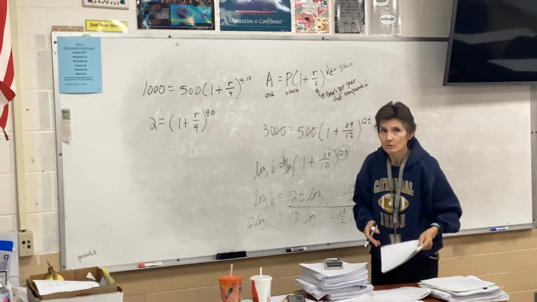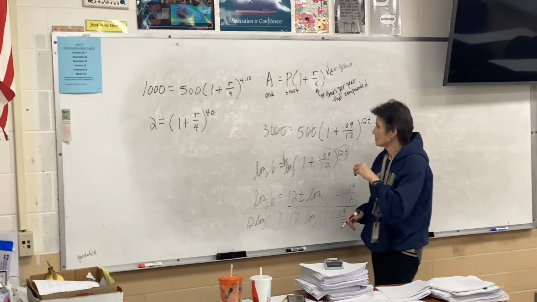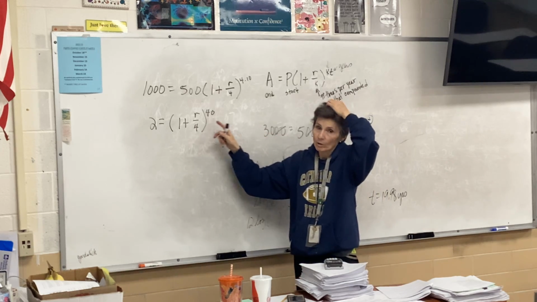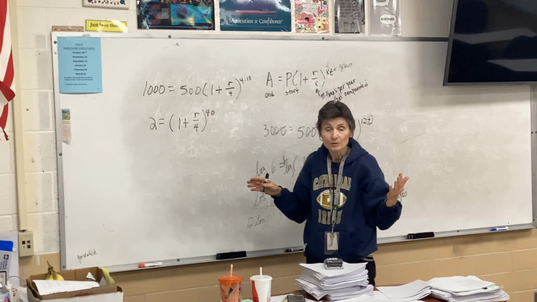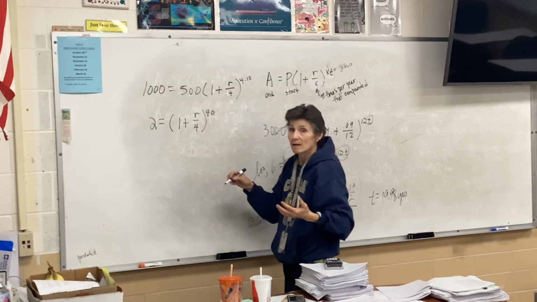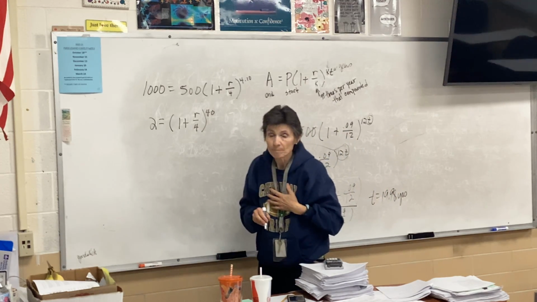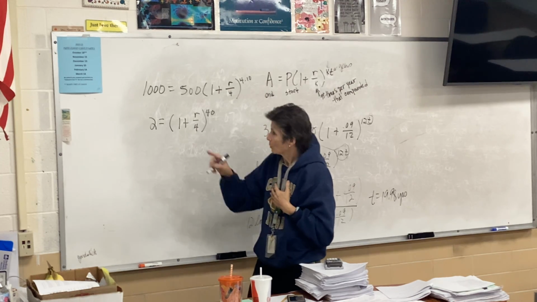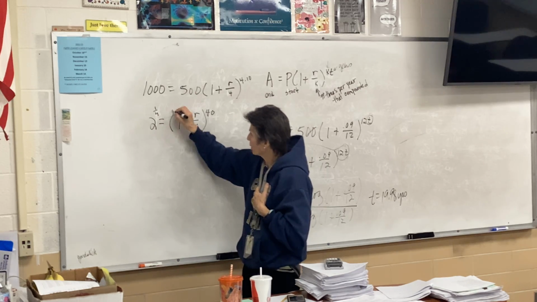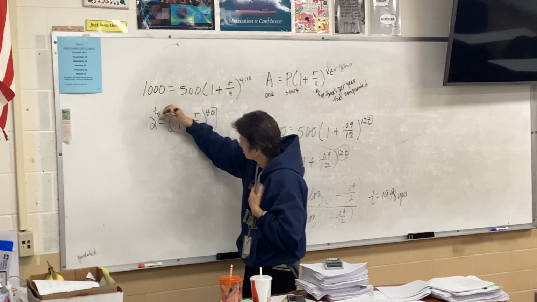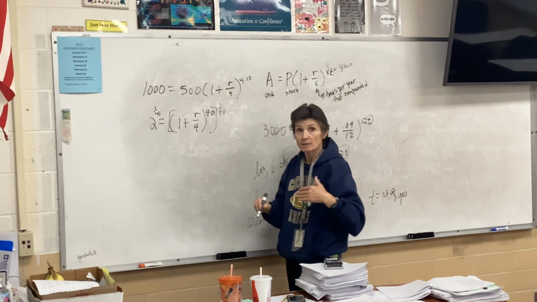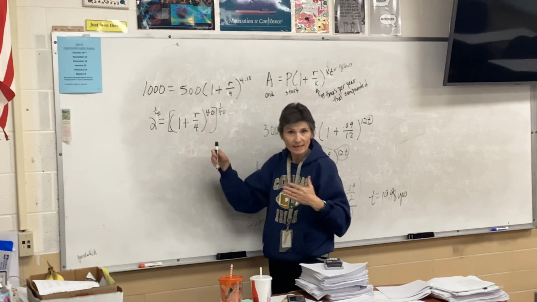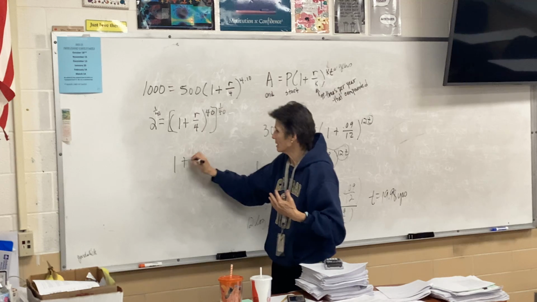Don't you even think about using logarithms. We use logarithms when our variable is up here. You know what your exponent is, it's 40. Now, you gotta get rid of it. So we're gonna take the 40th root of both sides, which is the same as raising it to the 1/40th power. Because if we 40th root a 40th power, it's going to cancel. And it's going to leave me with 1 plus r over 4.